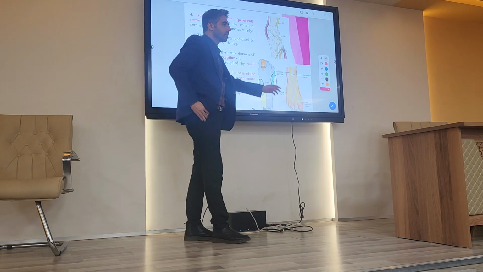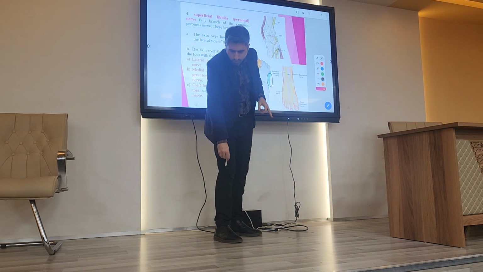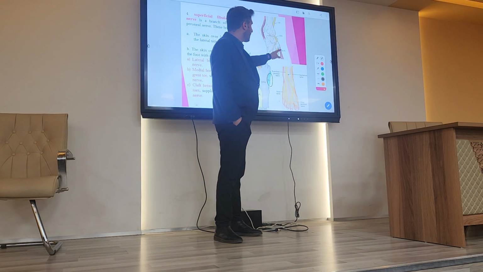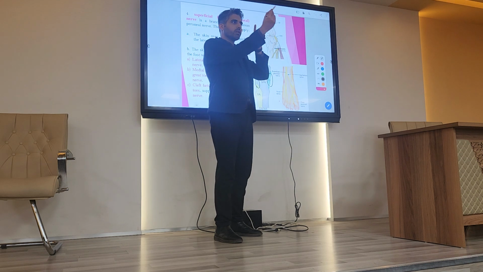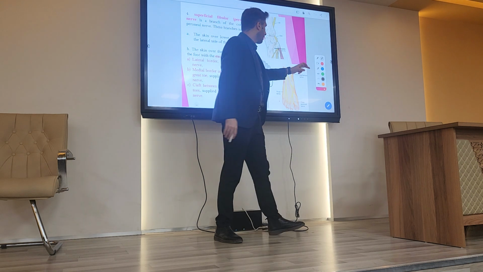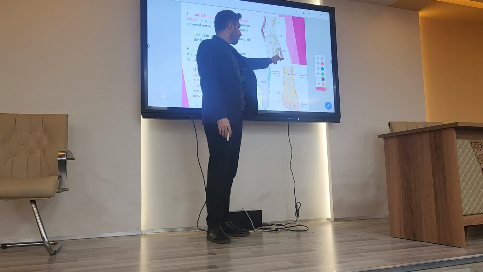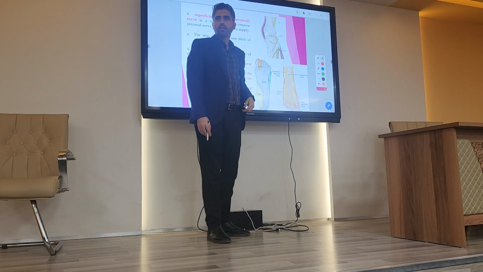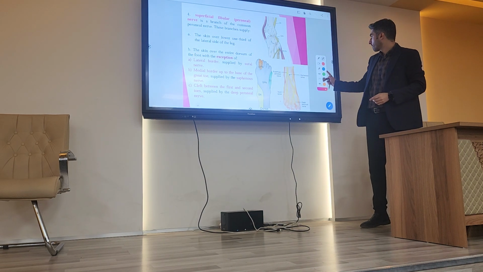Look at here. The common peroneal nerve, common fibular nerve, goes to the lateral side of the knee, turning around the neck of the fibula. And you can see here it divides into two branches, superficial and deep peroneal nerve. We're talking about the actions here.